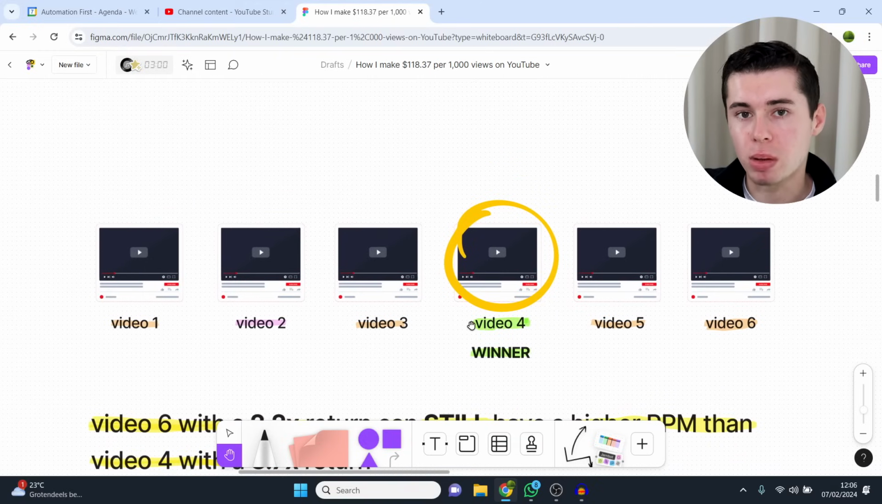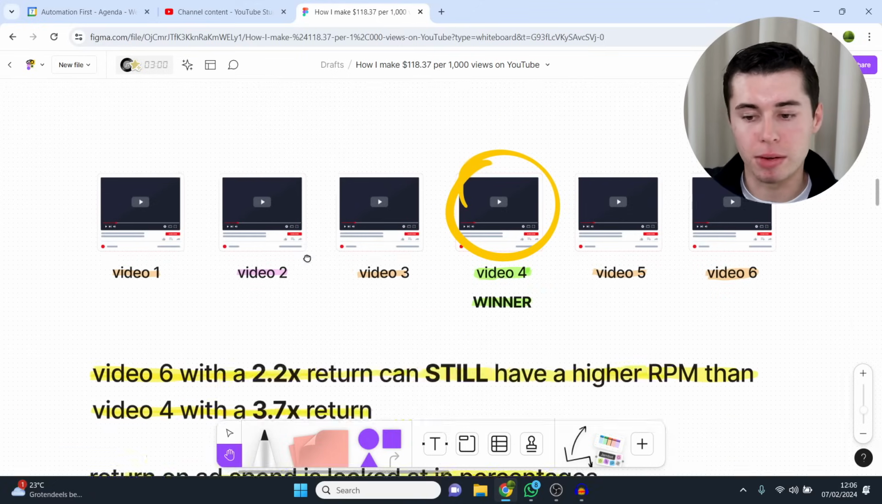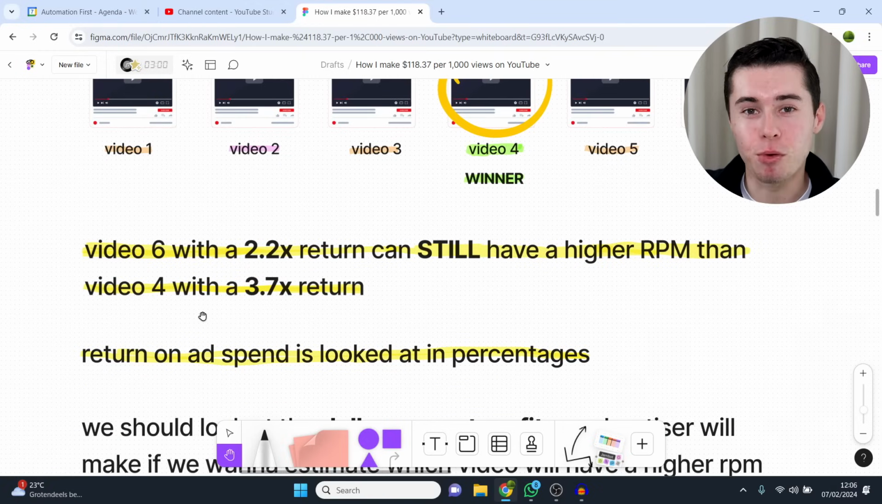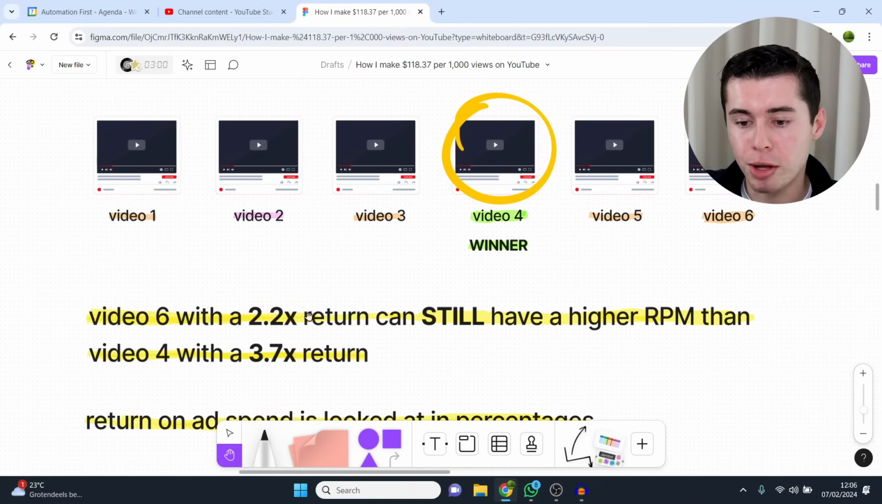However, that wouldn't be the only answer because videos 1, 3, 4, 5, and 6 will all be profitable for the advertiser, which only leaves video 2 that they'd rather not spend their money on because it doesn't convert and it doesn't make them money. However, that is not the full picture because video 6 with a 2.2x return can still have a higher RPM than video 4 with a 3.7 return.